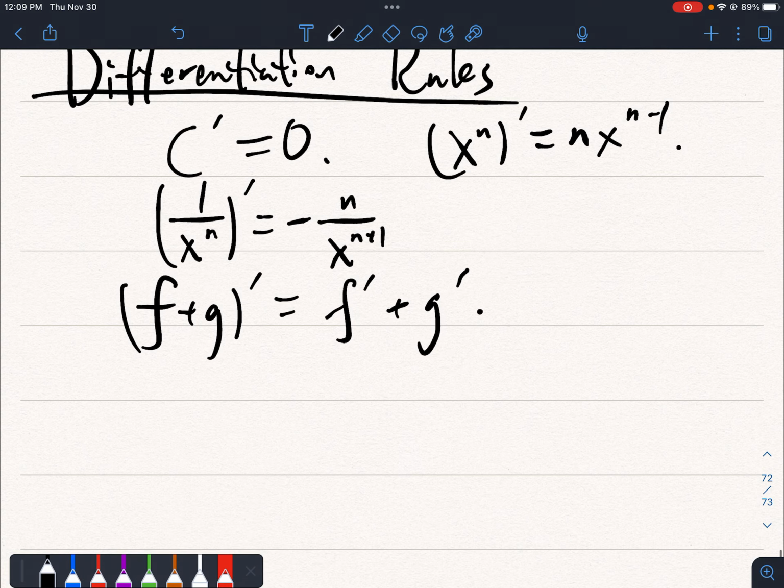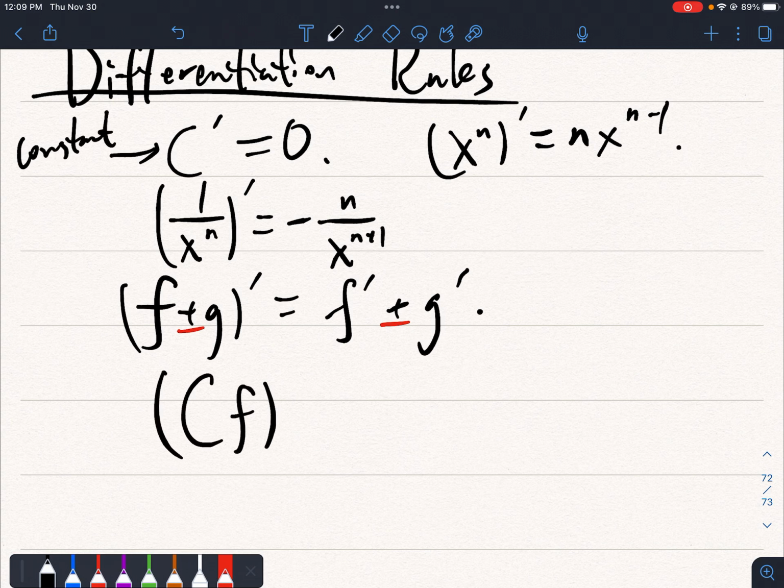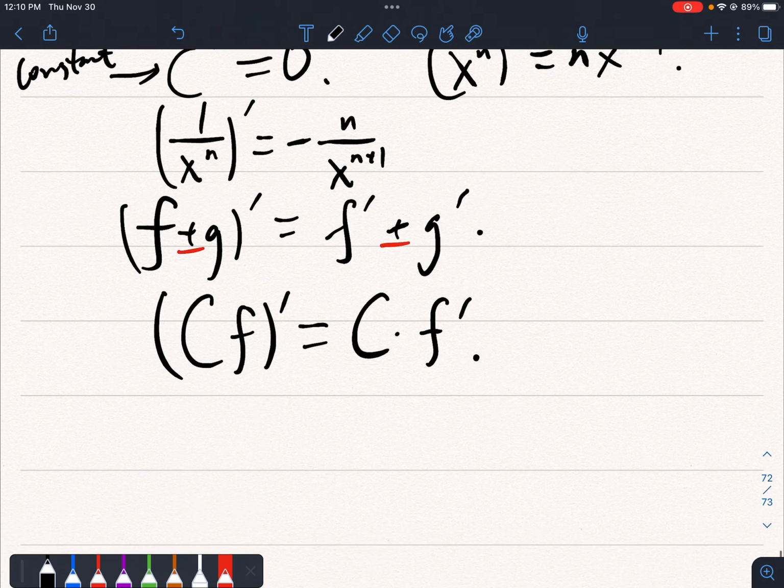And then you can look at, for example, the derivative of f plus g. You can prove that it is equal to f prime plus g prime. So like the derivative of a sum is the sum of the derivatives. And also it's the same when you change the plus into minus. Okay? And also if you have a constant c, so here I have said that c is a constant. Okay? So if c is a constant, then c times f, if you take the derivative, it's going to be c times the derivative of f.